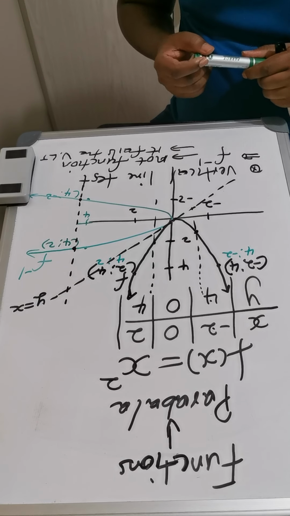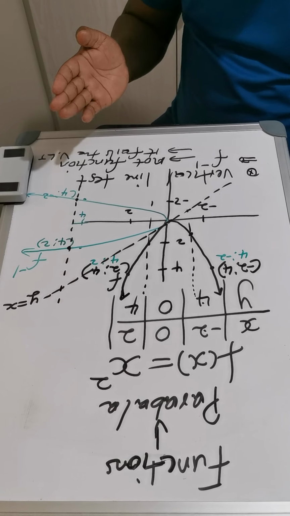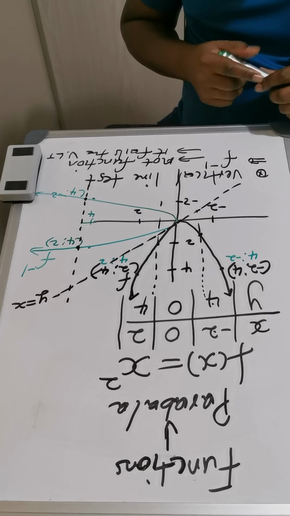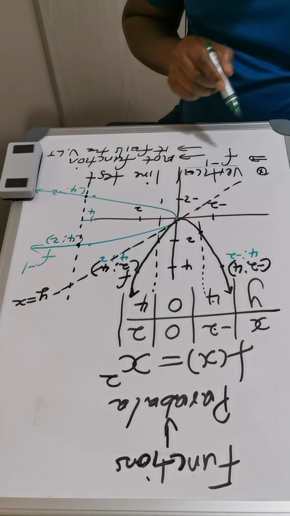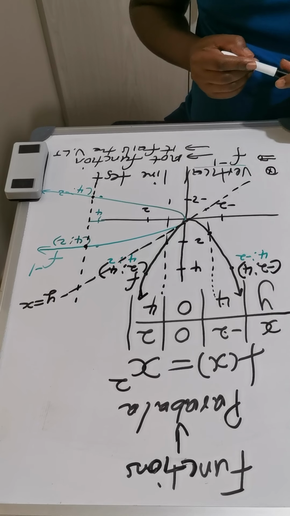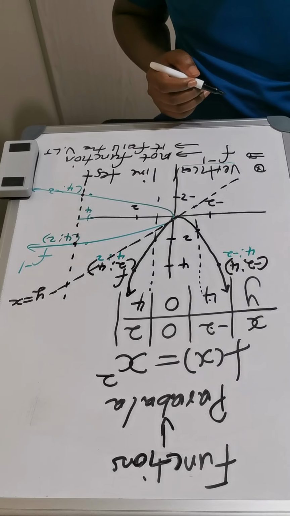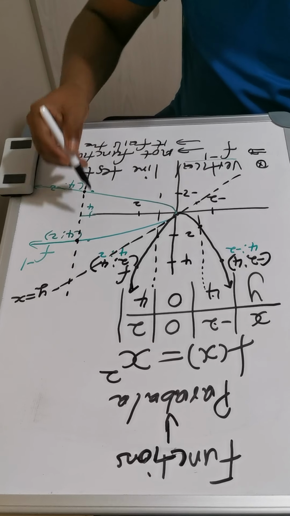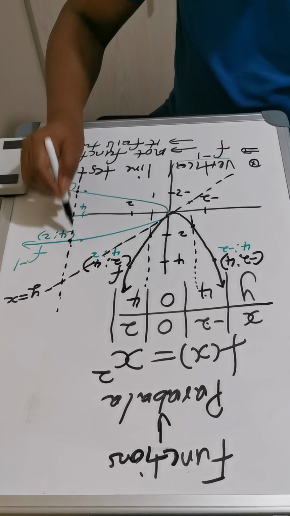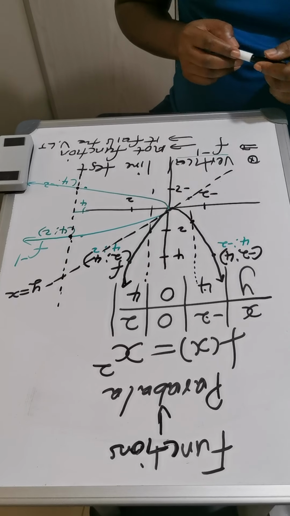Then our last question was saying, is the inverse a function or not? We said in order to check whether the graph is a function or not, we use the vertical line test. This is what we did here. If the vertical line test catches the graph once, that's a function, but twice indicates that the graph is not a function. Like this one, which is our inverse, it touches this graph twice, which means the inverse is not a function.